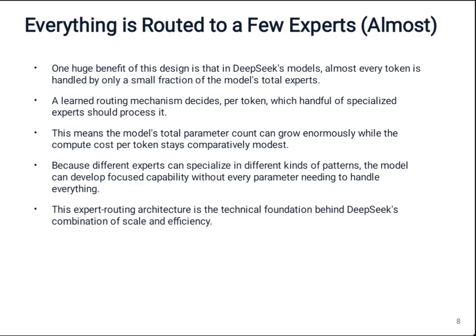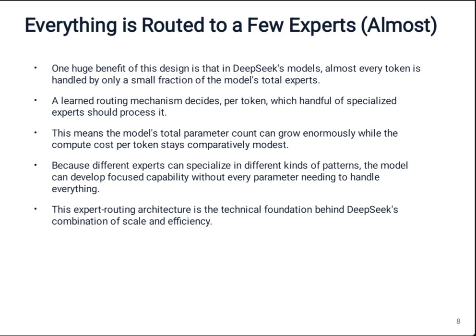Everything is routed to a few experts, almost. One huge benefit of this design is that in DeepSeek's models, almost every token is handled by only a small fraction of the model's total experts. A learned routing mechanism decides per token which handful of specialized experts should process it. This means the model's total parameter count can grow enormously while the compute cost per token stays comparatively modest.